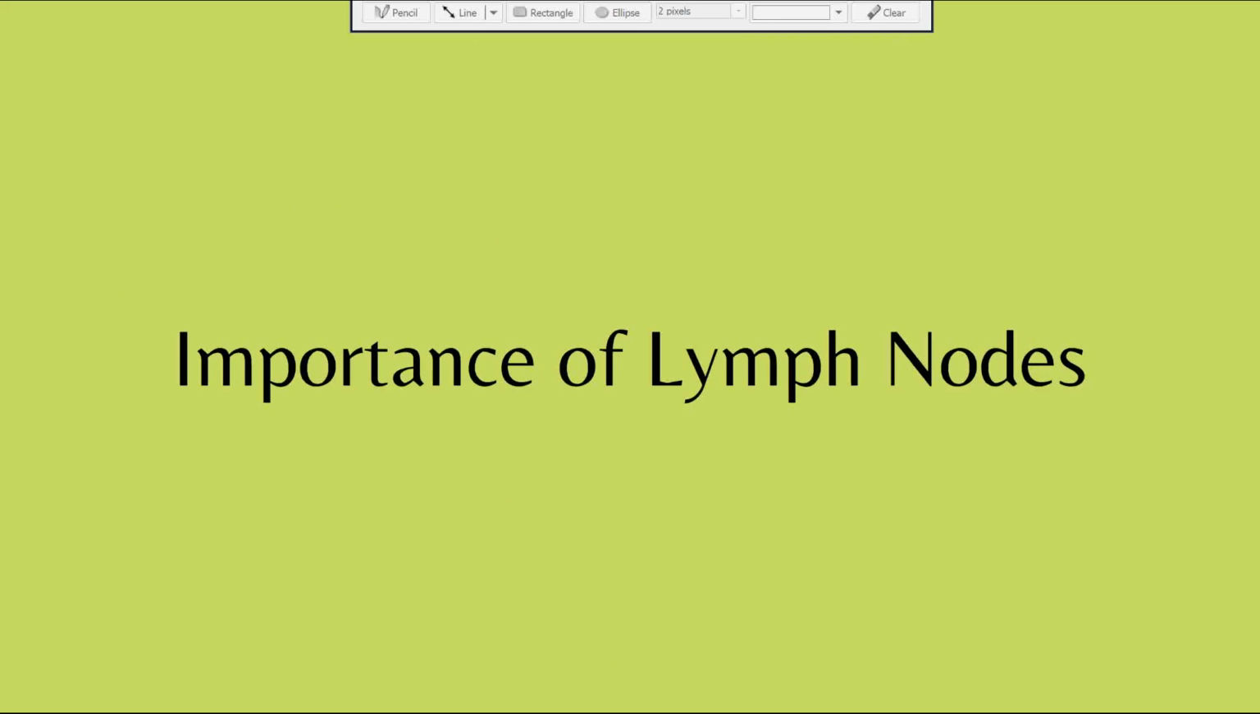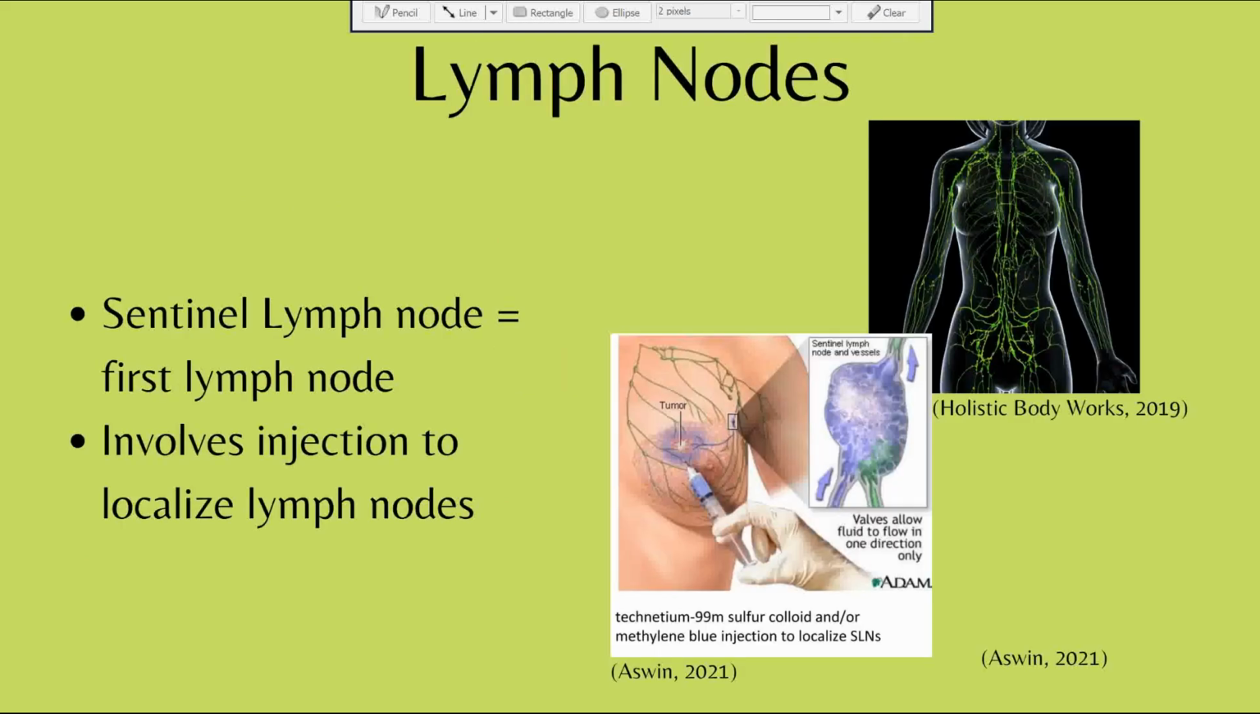Sometimes biopsies will involve checking the lymph nodes. To check for spreading of the cancer to the lymph nodes, the surgeon will perform a lymph node biopsy. Since lymph in our body flows in one direction, by checking the first lymph node, called the sentinel lymph node, the surgeon will know which lymph nodes need to be removed and will help with the staging of cancer.